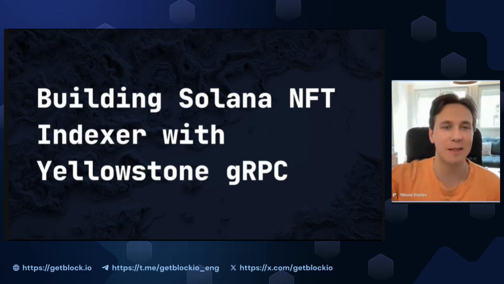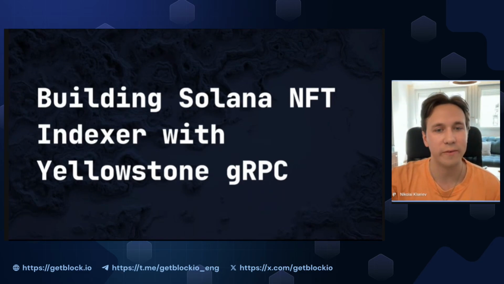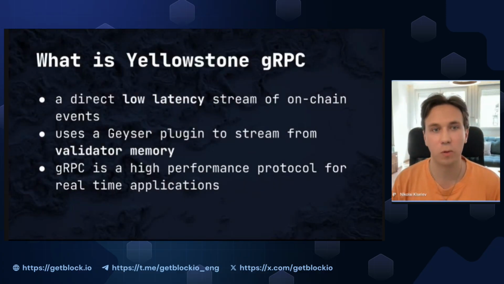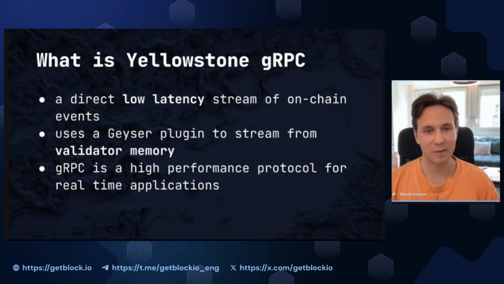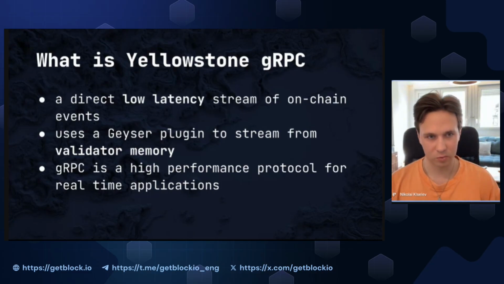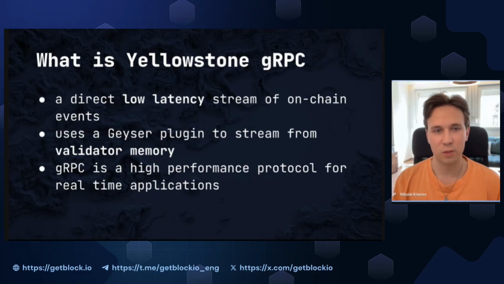Today we're building a Solana NFT Indexer using Yellowstone gRPC. So first of all, what is Yellowstone gRPC? It's a low latency stream of on-chain events right from Solana. It uses the Geyser plugin to stream from validator memory. About memory, actually, in a bit. It's a really interesting story for folks from Ethereum. Yellowstone uses gRPC, a high performance protocol for real-time applications.